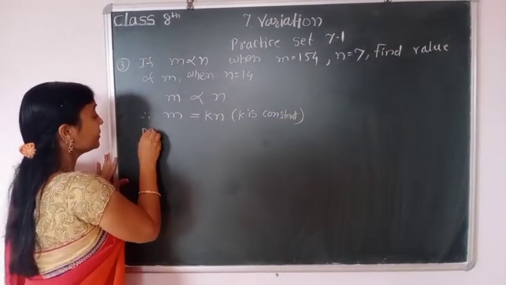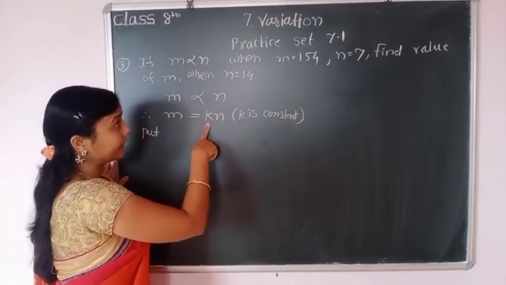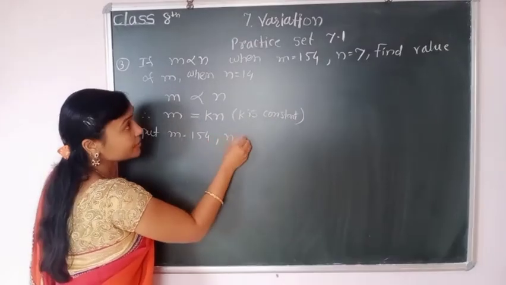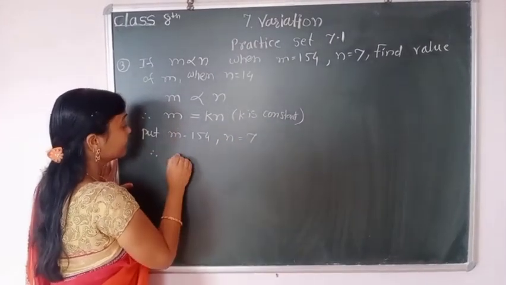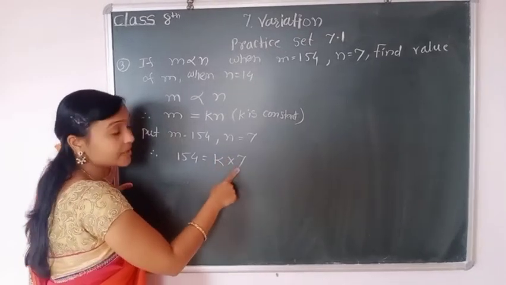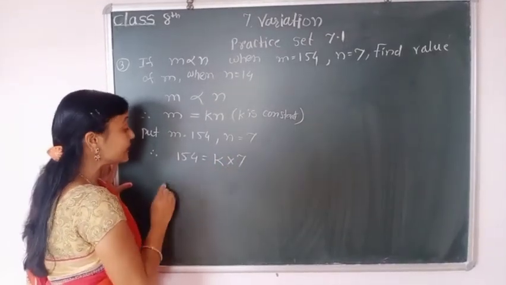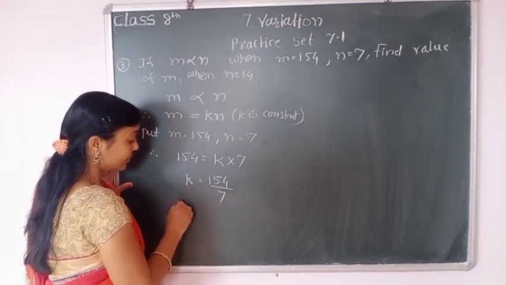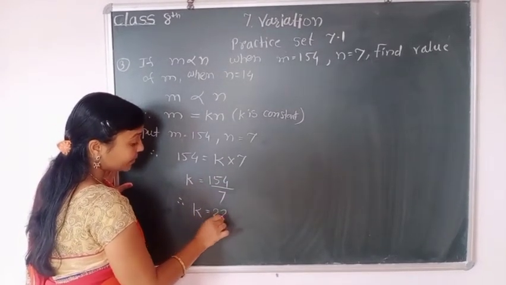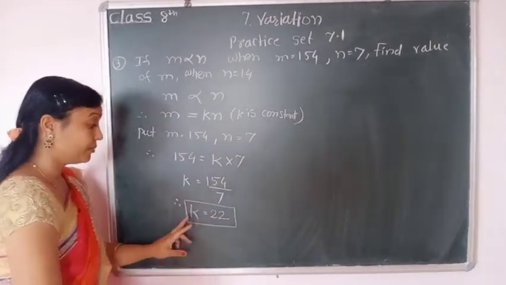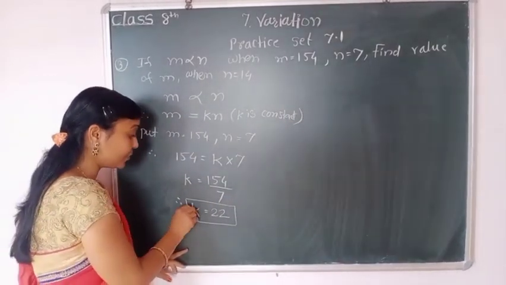Now we first find out the value of k. When m is equal to 154 and n is equal to 7, then 154 is equal to k into 7. This 7 is in multiplication. When we transfer it, it is in division. So k is equal to 154 divided by 7. K is equal to 22. Now we know the proportionality constant k is equal to 22.